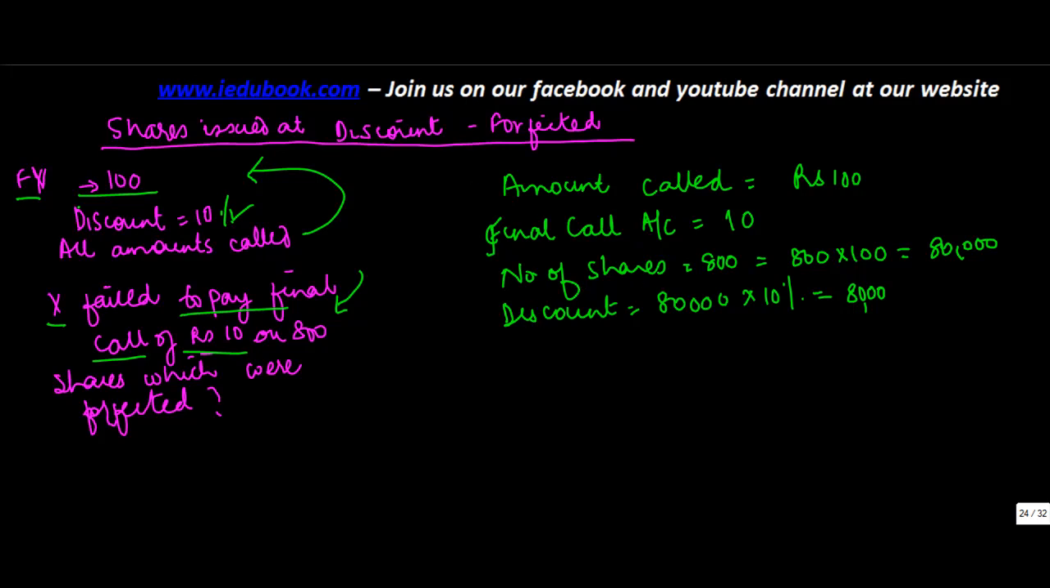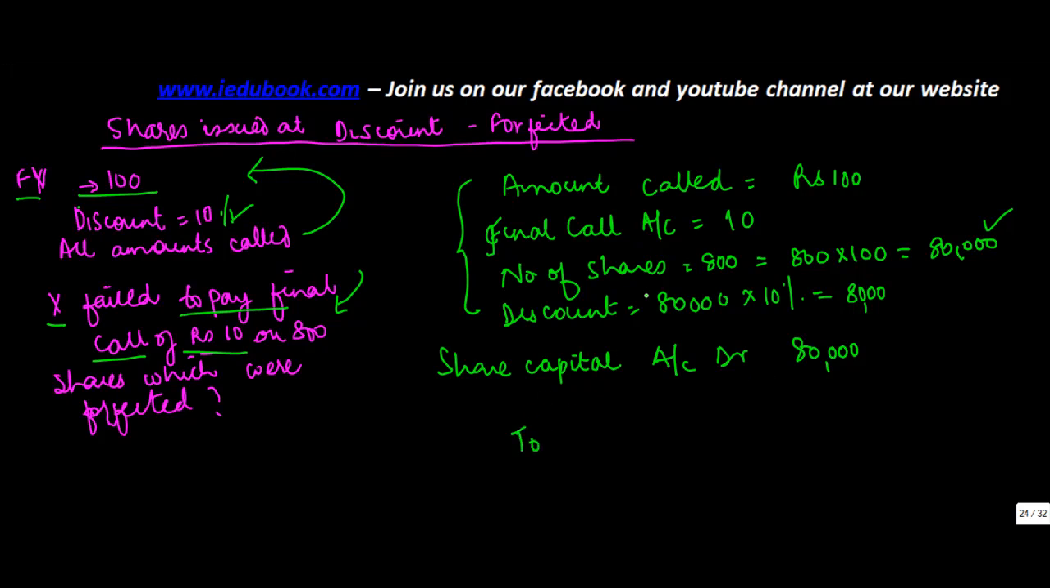So when you forfeit the shares, share capital is to be debited. Why? Because this is the account which would have been credited all through, and the debit has to be for the face value of the shares. How many was the face value? It's 80,000, right?